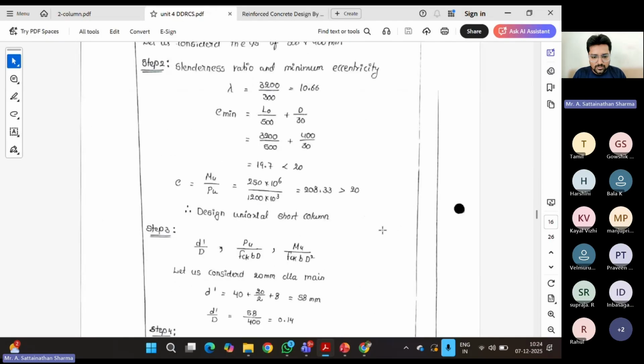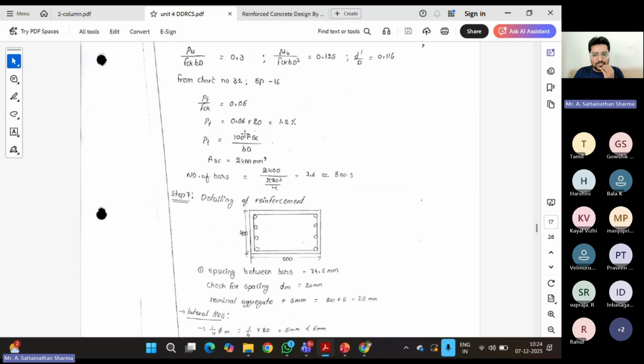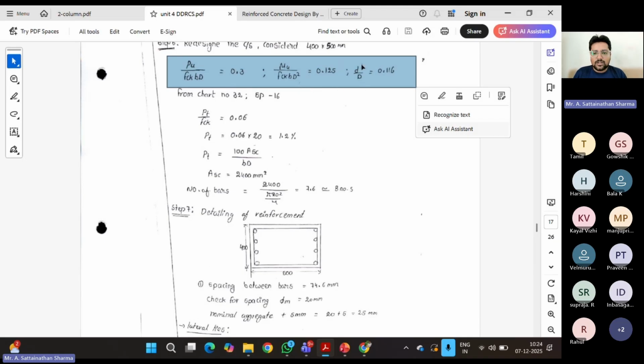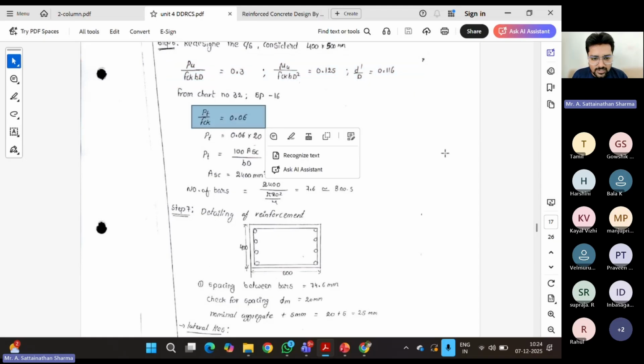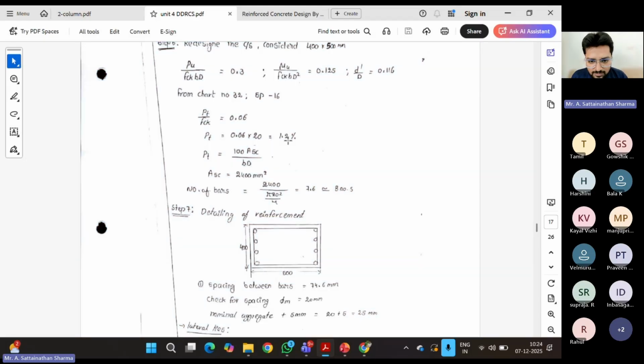Okay, I'll show this one. Return itself. Okay, so P by FCK, here you can see. You can just calculate what is your P by FCK. I'm getting 0.06. So if you multiply by the FCK of 20, I'm getting 1.2%.